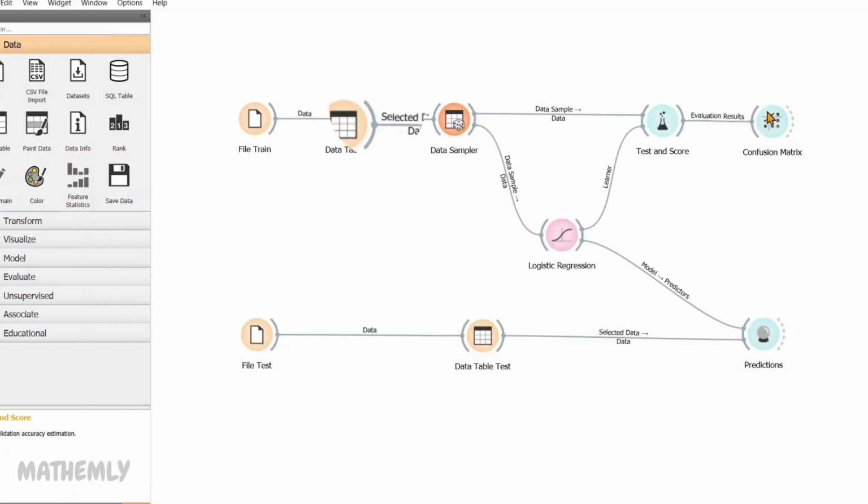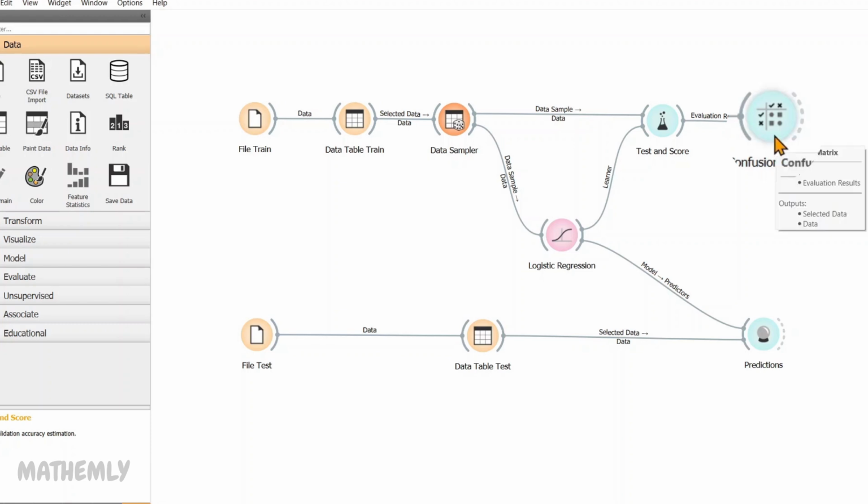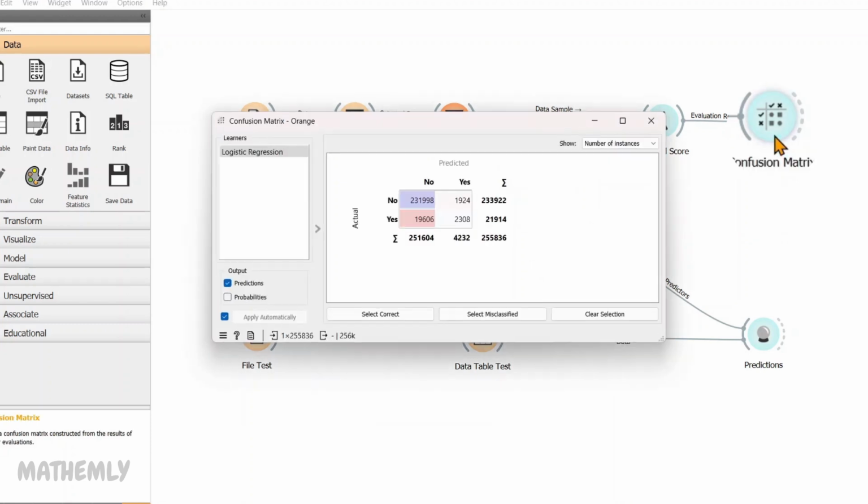The Confusion Matrix widget provides a visual representation of how well the model classifies individuals as having heart disease or not. It compares the model's predictions with the actual values from the dataset, helping us assess its accuracy and identify any misclassifications. In this matrix, the y-axis represents the actual values and the x-axis represents the predicted values.